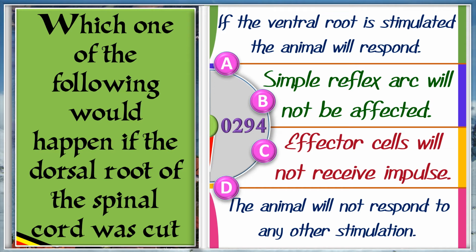And the answer is C. Effector cells will not receive impulse.